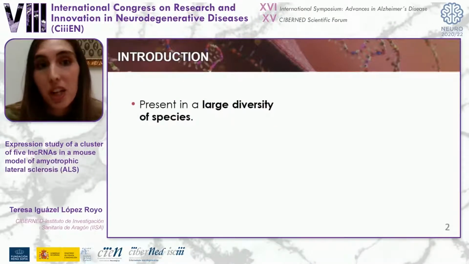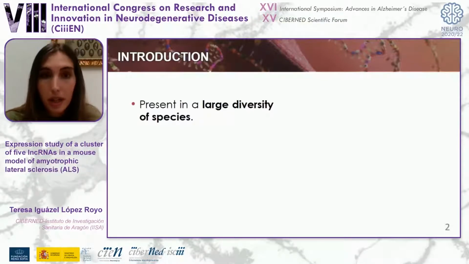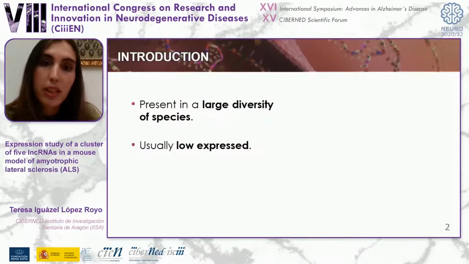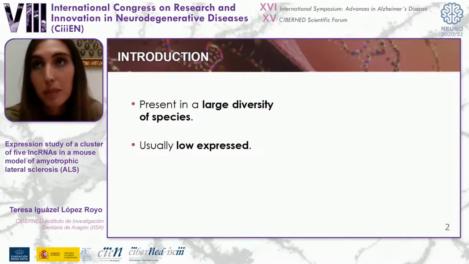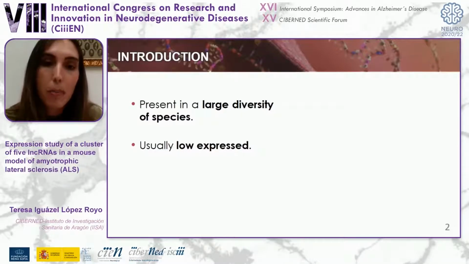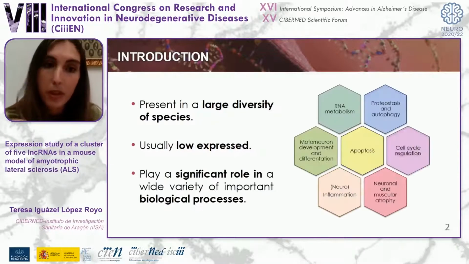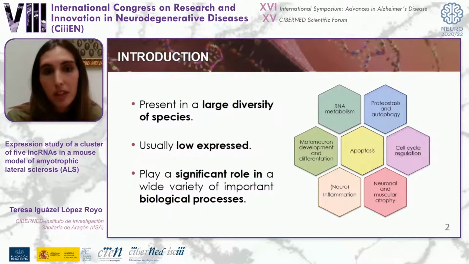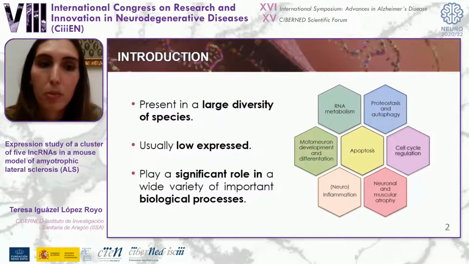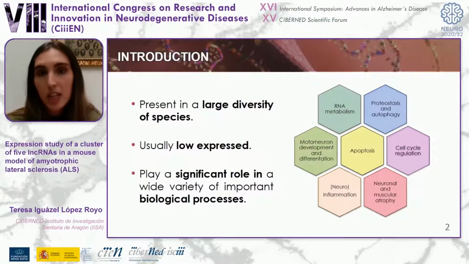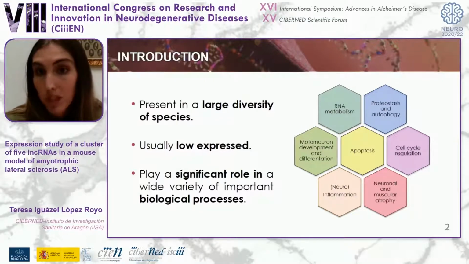What do we have to know about non-encoding RNAs? They are present in a large diversity of species, including animals, plants, yeast, prokaryotes, and even in some viruses, but they are usually less expressed. That's why they have traditionally been considered a kind of transcriptional noise, but nowadays there is more and more evidence that they play a significant role in a wide variety of important biological processes, such as RNA metabolism.